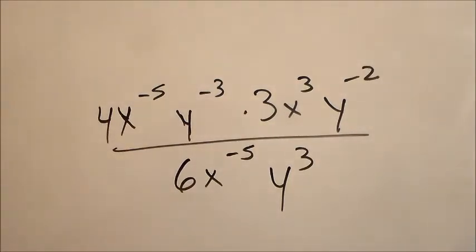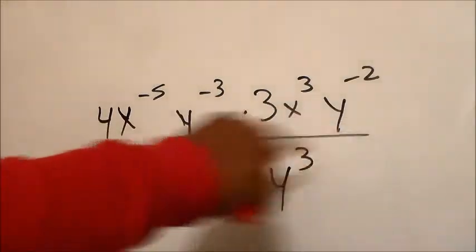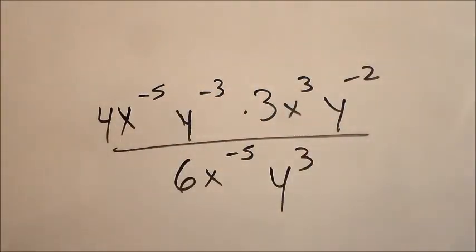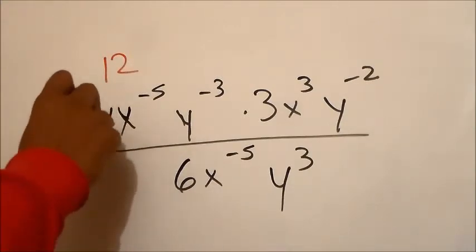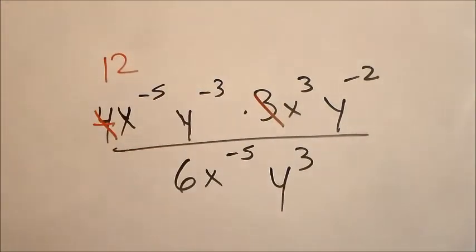Alright, so how are we going to work this out? I know it may look scary, but look at everything individually and see what's going on. We have a dot in the middle, so we have some multiplication going on. First off, the 4 and the 3 are multiplied, and we get 12.